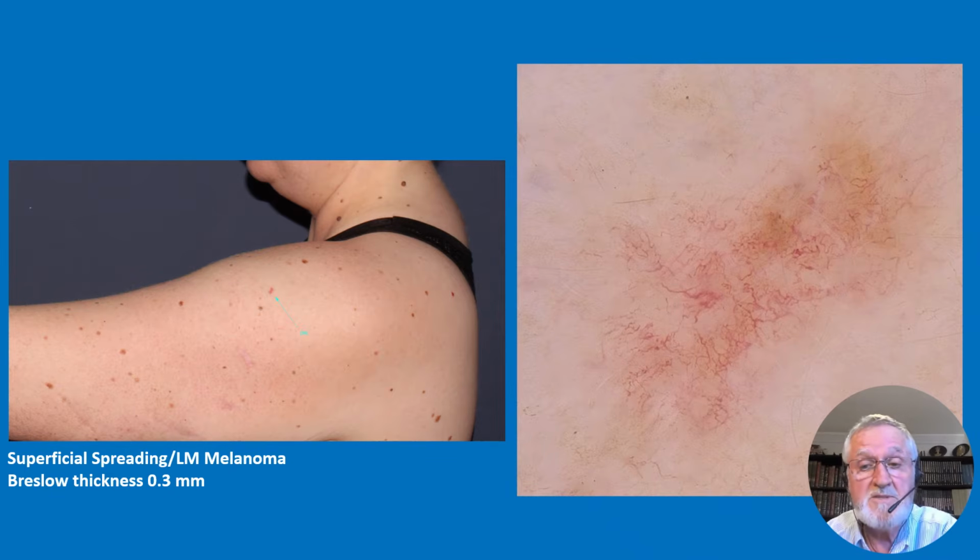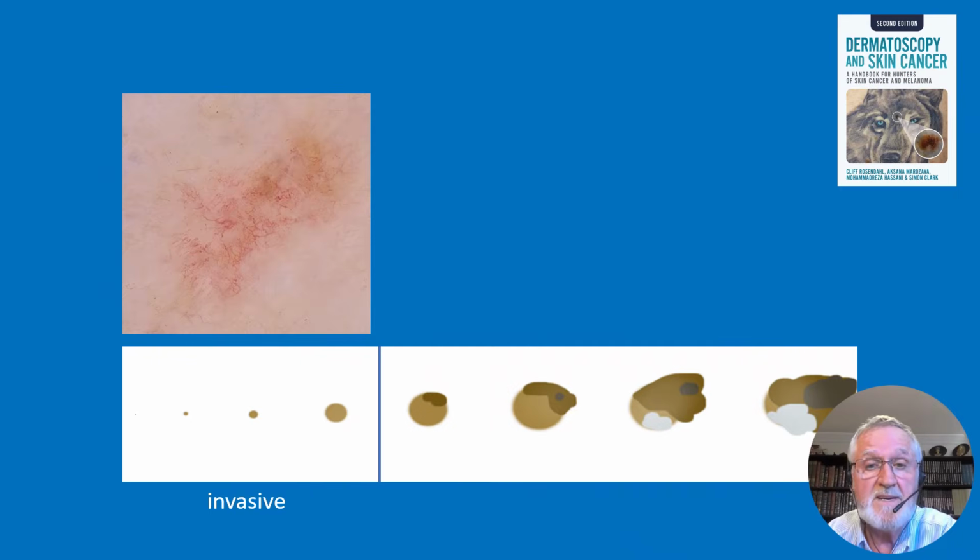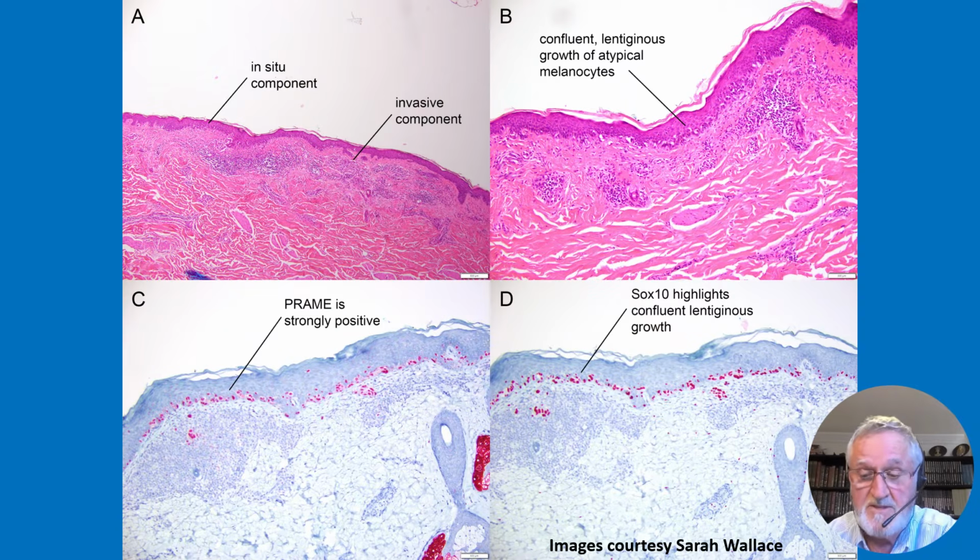And dermatoscopically, it wasn't a very remarkable lesion. The vascular pattern is consistent with the background dermal plexus, and it's got a structureless brown pigmentation overlying the lesion. It certainly hasn't got strong features of melanoma, but we excised it, and it was a thin melanoma with a Breslow thickness of 0.3 of a millimeter. Again, on the far left of the timeline. This one's actually published in the book Dermatoscopy and Skin Cancer. In case you're concerned that it might not be a melanoma, here are the images courtesy of Sarah Wallace showing a thin invasive melanoma.